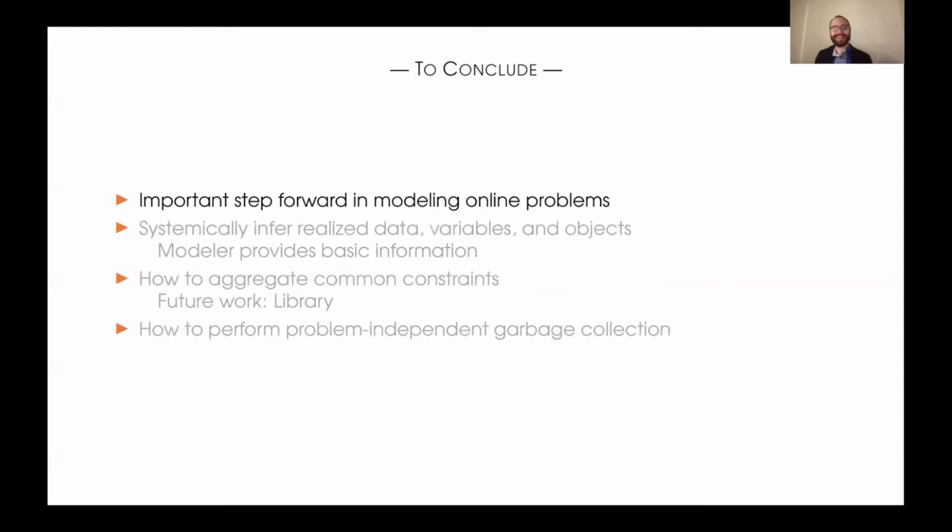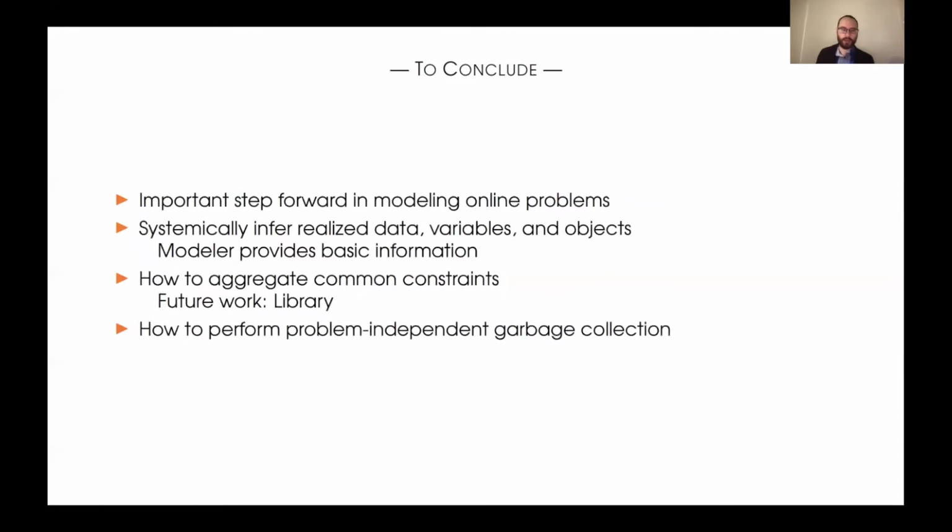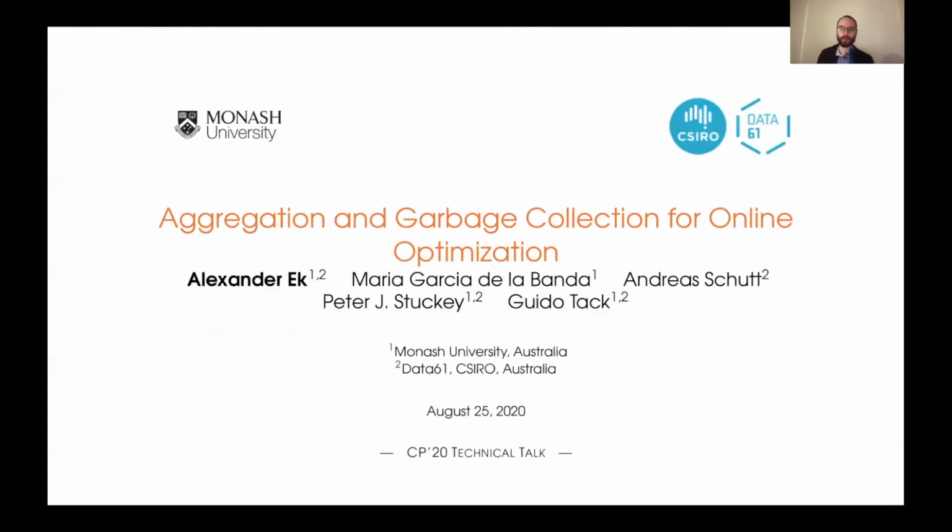To conclude, this is an important step forward in modeling online problems. What did we do? Well, we are now able to systematically infer realized data, variables, and objects. The modeler provides basic information, but that's all. Now, we also look at how to aggregate common constraints. A very interesting future work is to create a big library of all these aggregations of constraints. And lastly, we also looked at how to perform problem-independent garbage collection. Okay, let's move on to the technical talk.